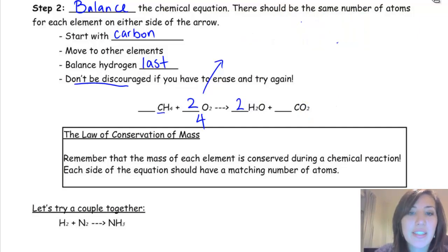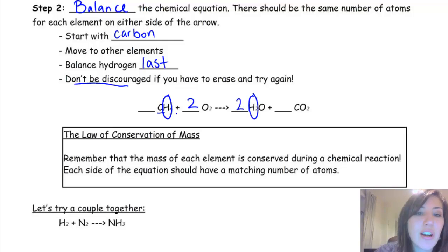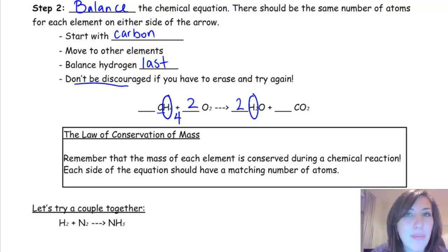Let's get rid of these so that we can make it really clear for the last one. Last but not least, we are on hydrogen. Here we have 4 hydrogens, and here we have 4 hydrogens, because if you notice, that 4 is right beside the subscript for that hydrogen.